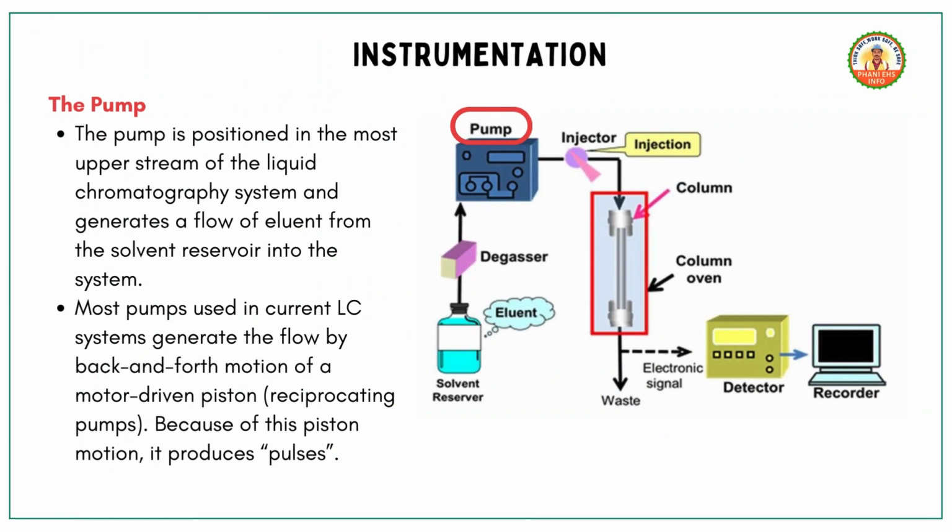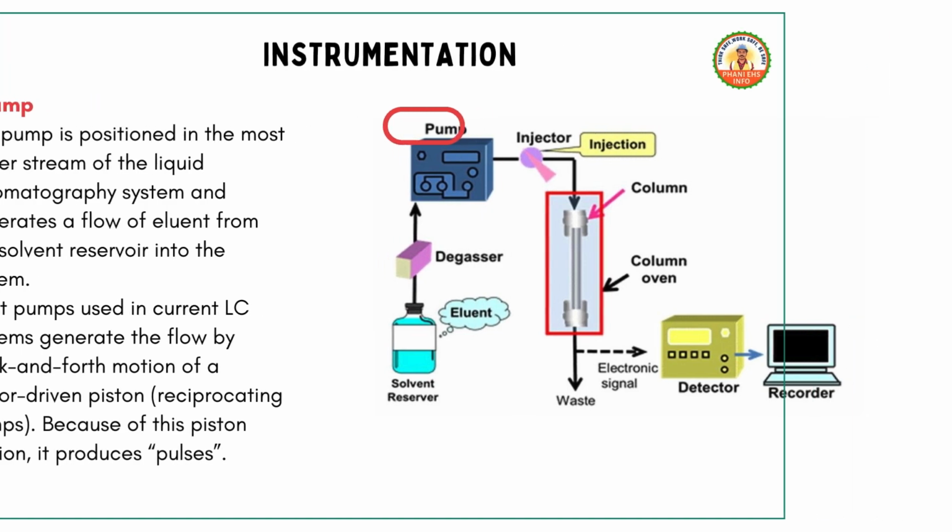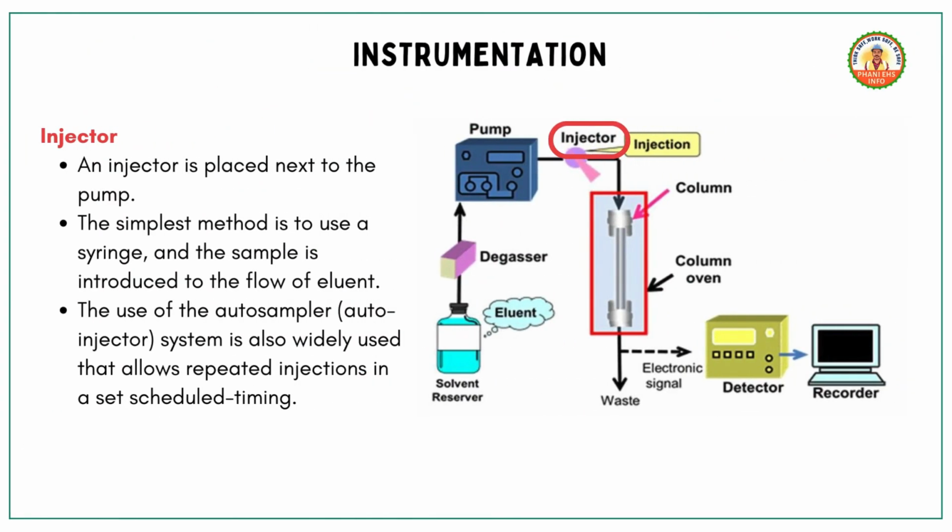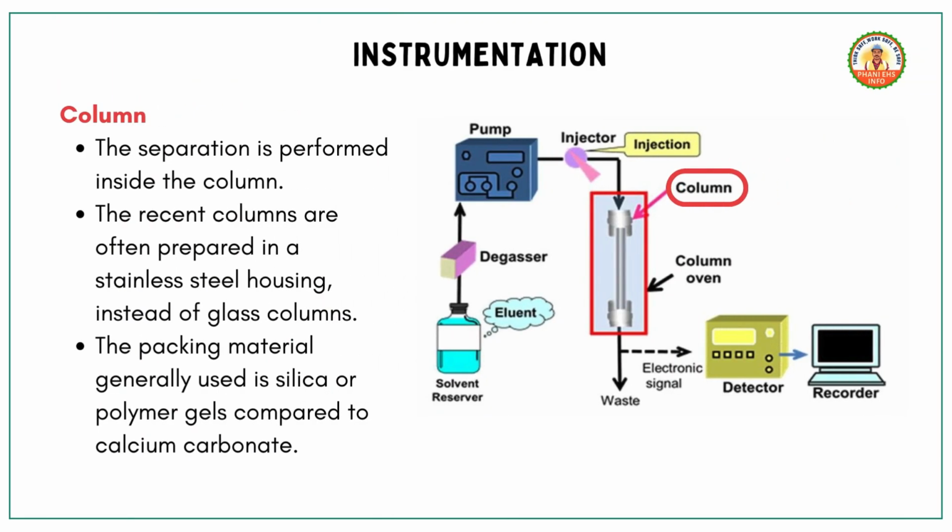Now, let's dissect the intricate machinery that powers HPLC. Pump: positioned at the forefront, the pump generates high-pressure flow of eluent from the solvent reservoir into the system, crucial for solvent delivery. Injector: nestled next to the pump, the injector introduces the sample into the solvent stream, either via a syringe or an autosampler system.